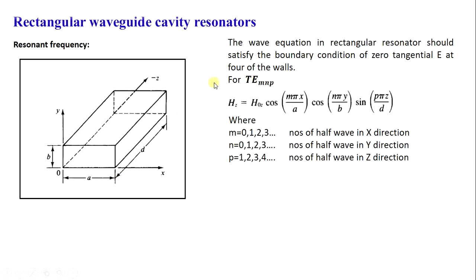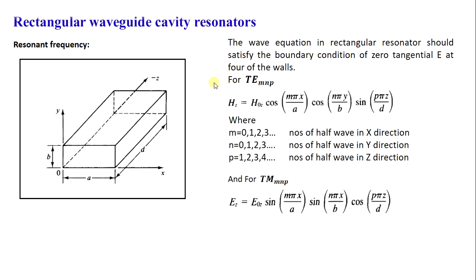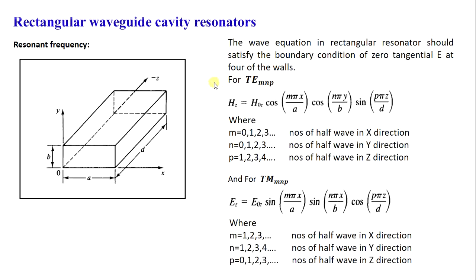which is the number of half waves in the z direction. And for the TM mnp mode, Ez is given as E naught z sin(m pi x by A) sin(n pi y by B) into cos(p pi z by D), where m equals 1, 2, 3, the number of half waves in the x direction, n equals 1, 2, 3, 4, the number of half waves in the y direction, and p equals 0, 1, 2, 3 and so on, the number of half waves in the z direction.